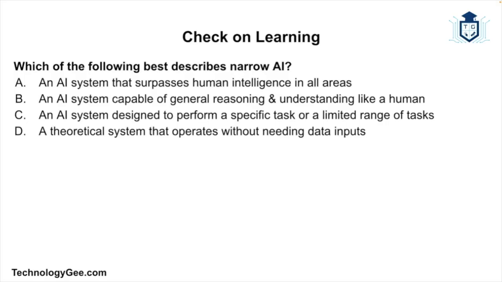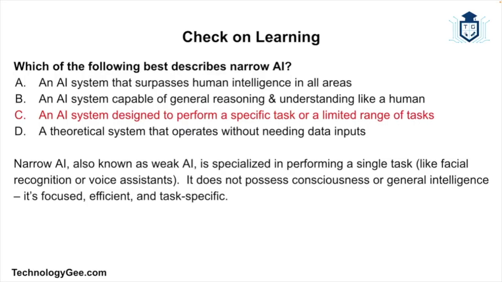Check on learning. So the first question is, which of the following best describes narrow AI? Is it an AI system that surpasses human intelligence in all areas? Is it an AI system that is capable of general reasoning and understanding like a human? Is it an AI system designed to perform a specific task or limited range of tasks? Or is it a theoretical system that operates without needing data inputs?